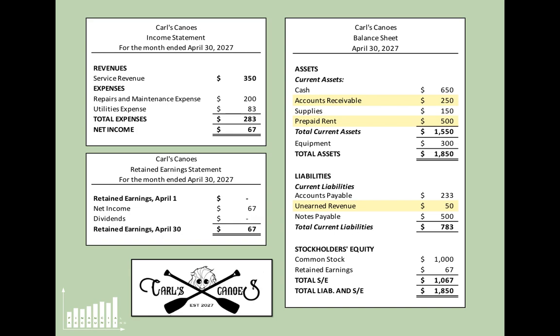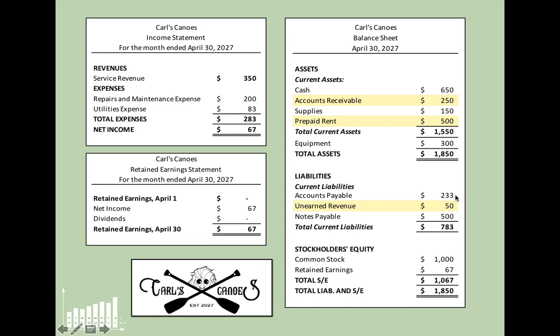So we go to our balance sheet and we look at these permanent accounts, right? Cash, $650. Accounts receivable is a new one that we have on the balance sheet for this company now, $250. Supplies, $150 still. Prepaid rent, $500. And so we have total current assets, $1,550. Equipment at $300, and total assets of $1,850.